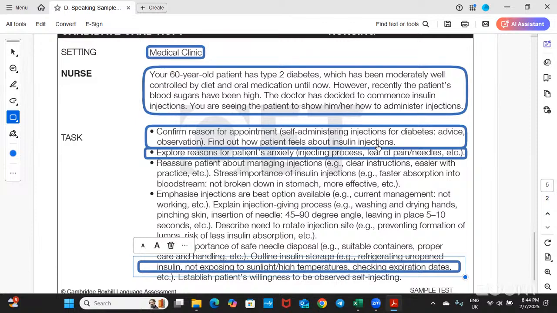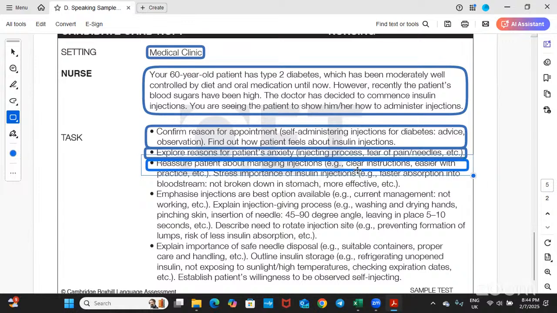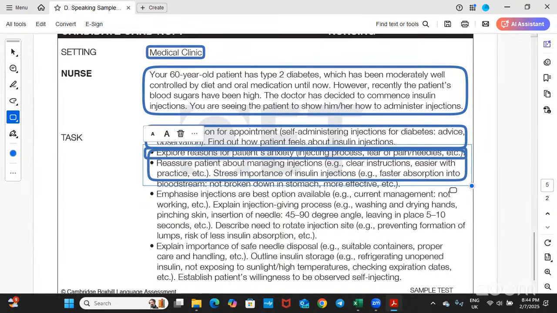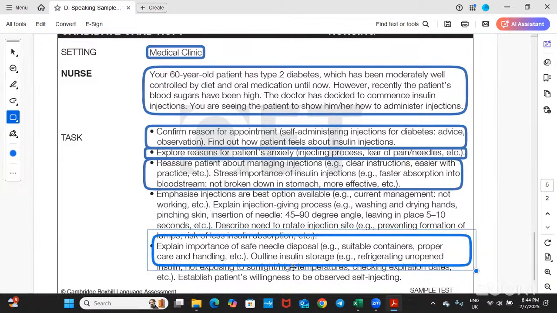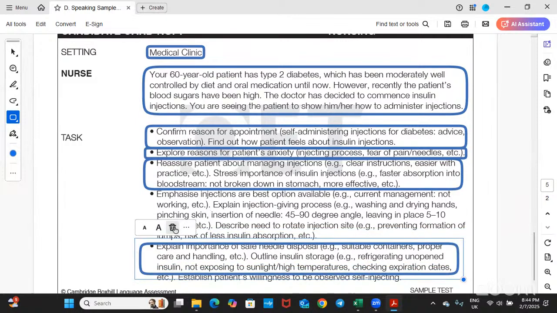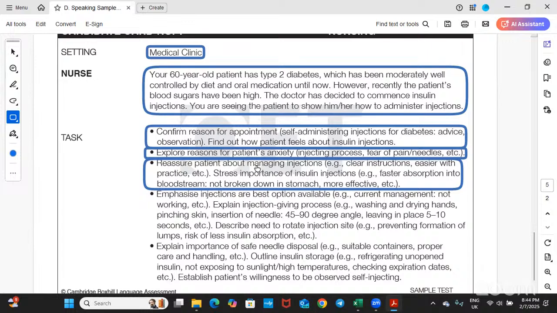So then you will start reassuring the patient. This is the third bullet point now. So you are going to reassure the patient. How are you going to reassure the patient?